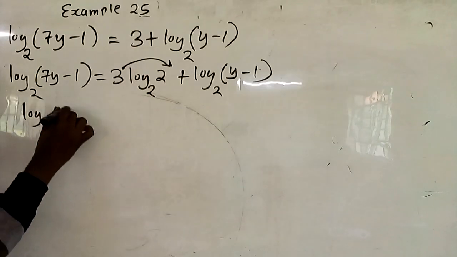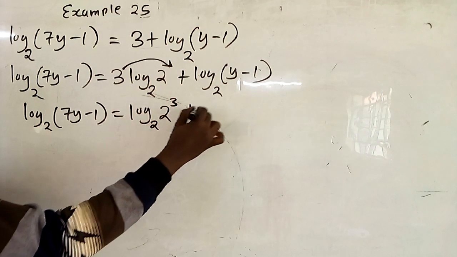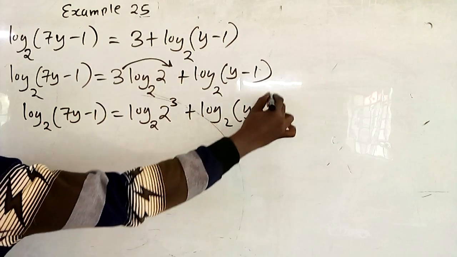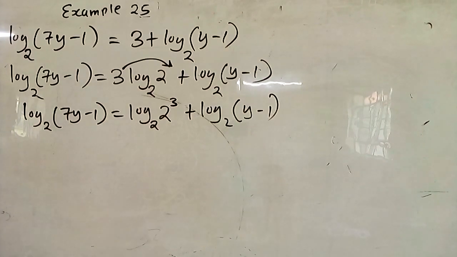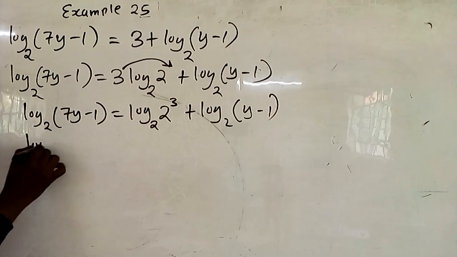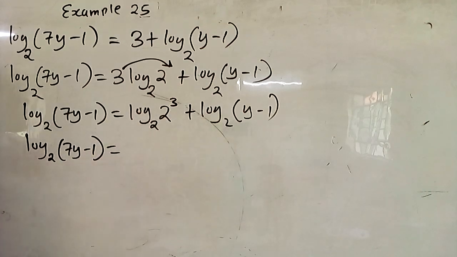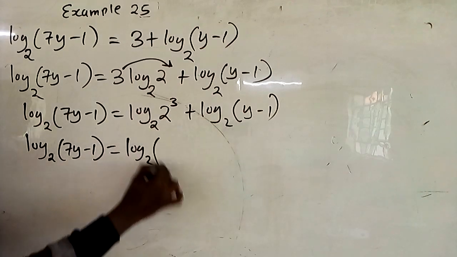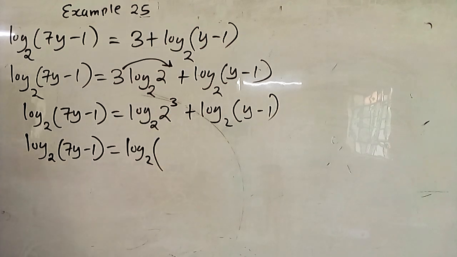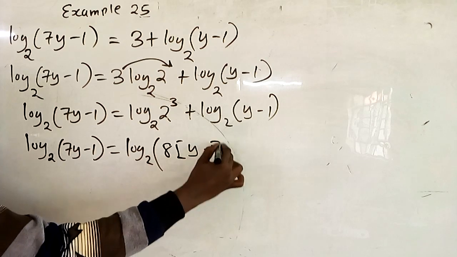We have log 2 base 2 of (7y minus 1) equals log 2 cubed to base 2 plus log 2 base 2 of (y minus 1), isn't it? So we ensure each and every side of the equation has exactly one term. This side is already one term. We have log 2 base 2 of (7y minus 1), then you factorize out. So here we'll have log 2 base 2, 2 cubed is 8, isn't it? Addition goes to multiplication if you factorize the log outside. So 2 cubed is 8, so we are going to have 8 times (y minus 1).